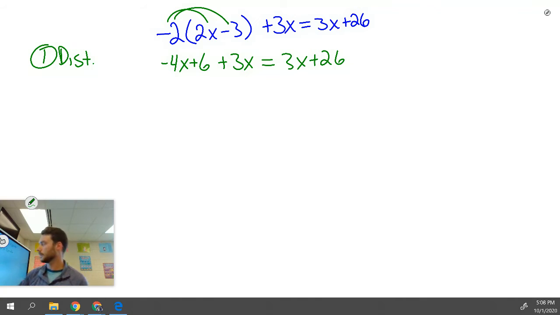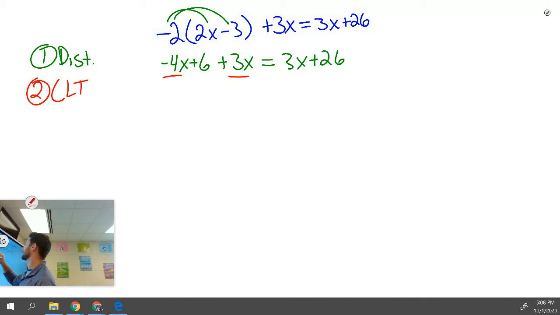Great. Then we combine like terms. CLT, combine like terms. So we'll do here, boom, boom, negative 4x plus 3x is negative 1x.